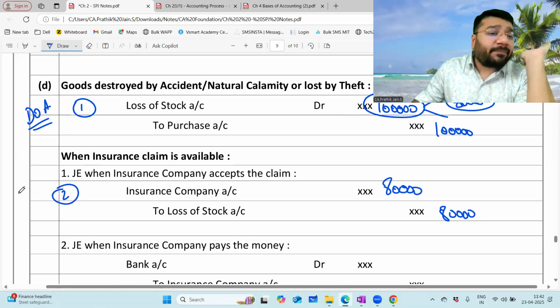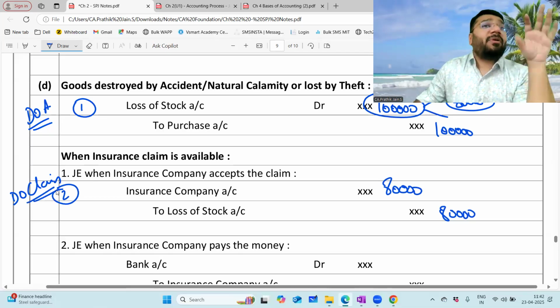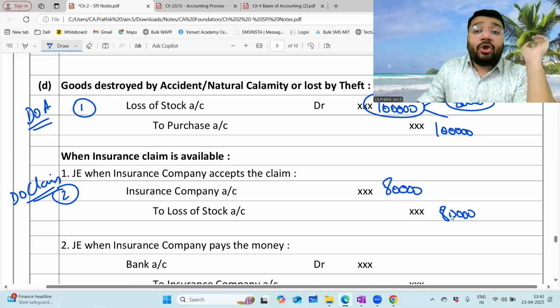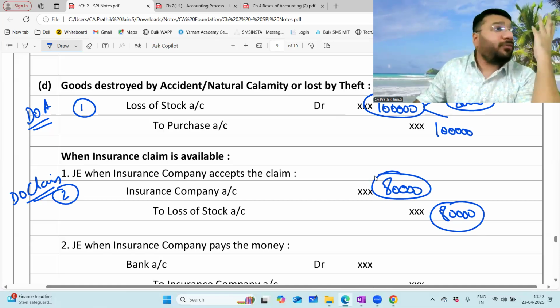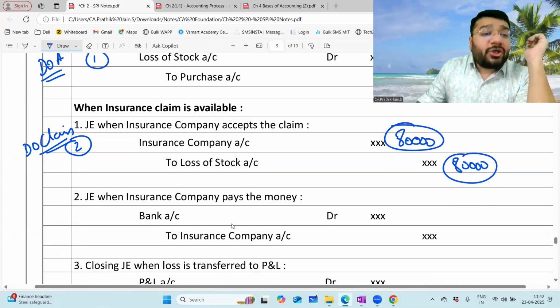Second entry you recorded when? On the date of claim confirmation. When the claim was confirmed by the insurance company, that time you reversed the loss and you are expecting this money to be received from the insurance company in the future. Now what happens? The insurance company pays the money.